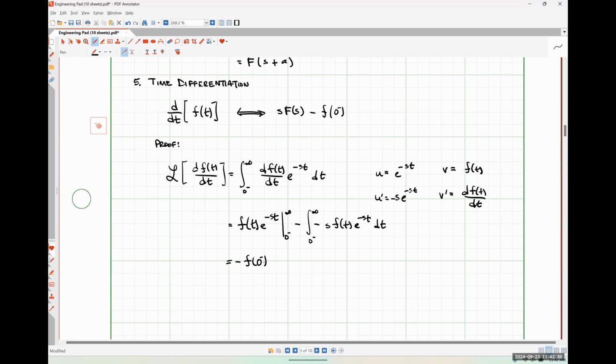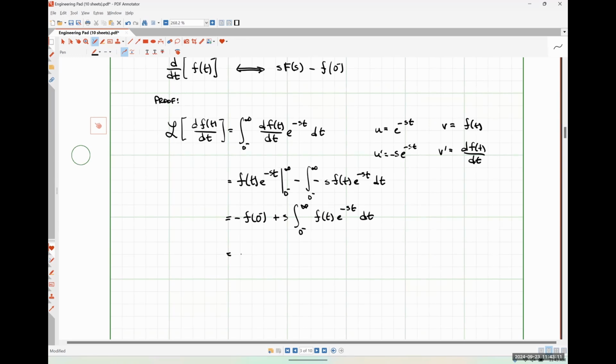This integration is occurring with respect to t, so I can pull this s out as a constant. My negative looks like a positive. So I will have plus s times the integral from 0 minus to infinity of f of t e to the negative st dt. Well, that's literally just the Laplace transform of my function, right? So putting these two things together looks like s F of s minus f at 0 minus. So that's my first derivative.